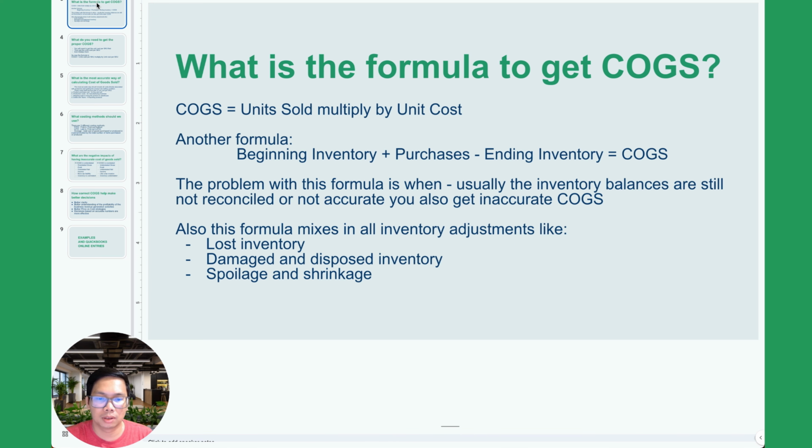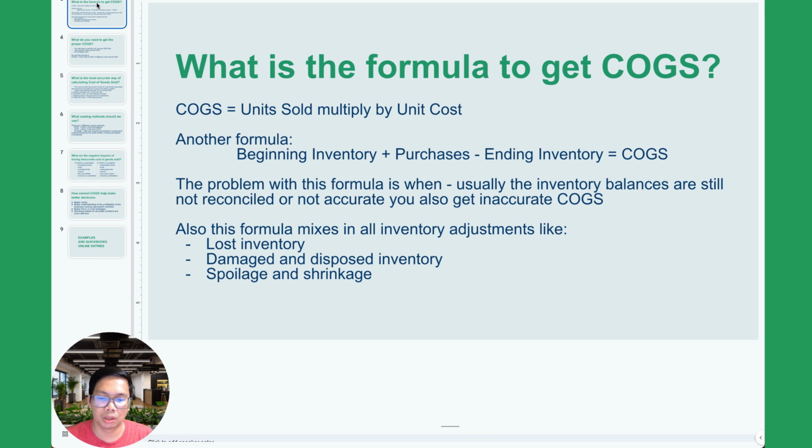Okay, so the next thing we will be discussing is the formula to get cost of goods sold. In order to get the cost of goods sold, we need to use a formula which says cost of goods sold equals units sold multiplied by unit cost. That's the basic formula and the most accurate one. Another formula is beginning inventory plus purchases less ending inventory equals cost of goods sold.